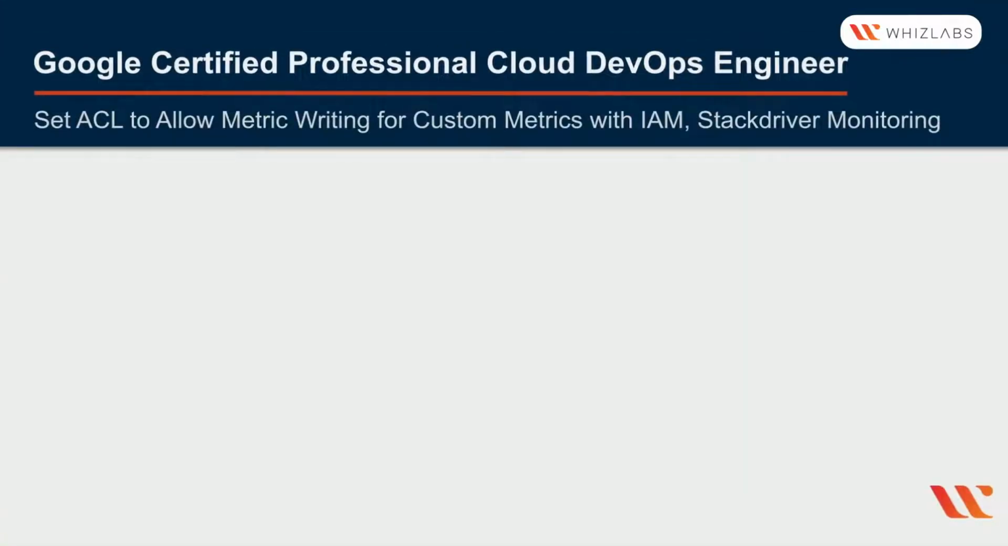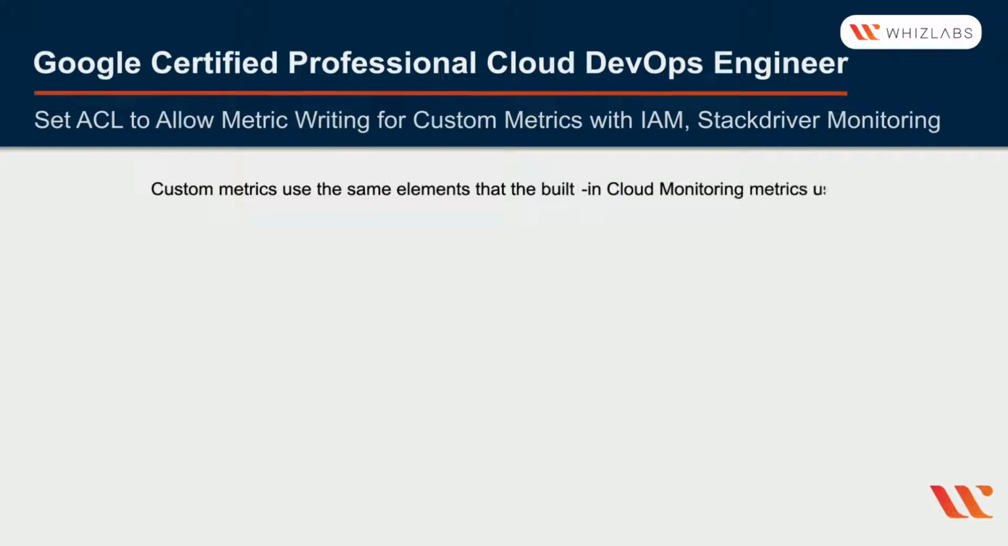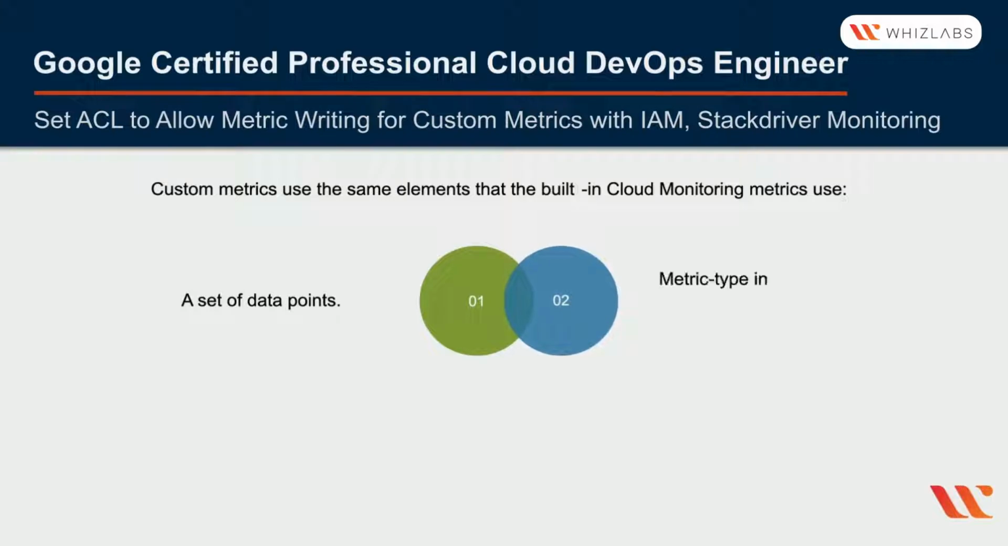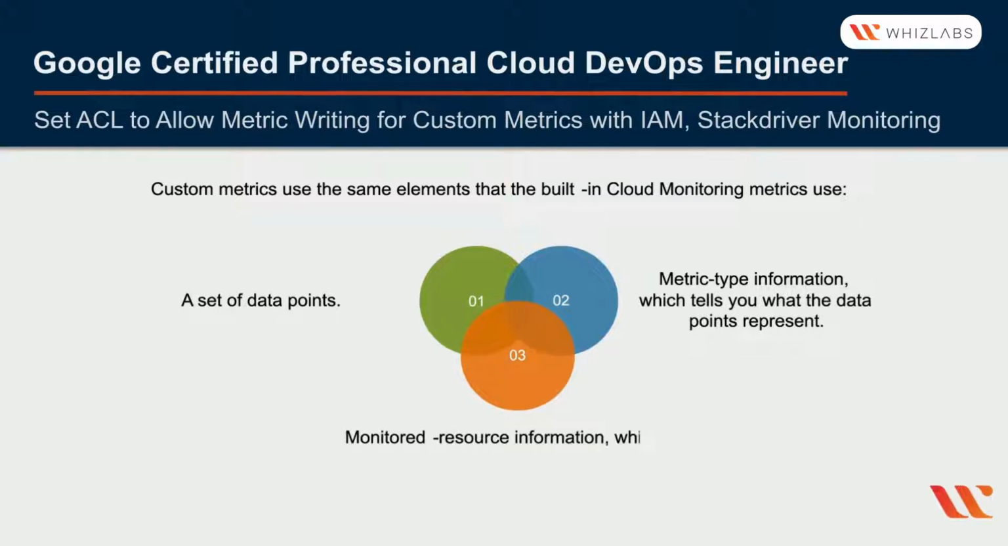Let us now see how we can set the ACL to allow the metric writing for some custom metrics with IAM and Stackdriver monitoring. Custom metrics use the same elements that the built-in Cloud Monitoring metrics use: a set of data points, metric type information which tells you what the data points represent, and monitored resource information which tells you where the data points originated.